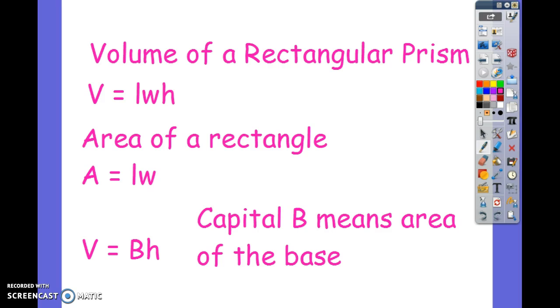The formula for volume of a rectangular prism is volume is equal to capital B times H. The capital B means area of the base. So we're going to find the area of the base first, and then we are going to multiply it by the height of the prism to find the volume of the prism.